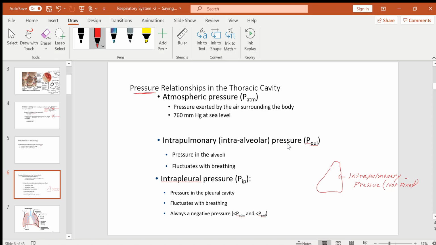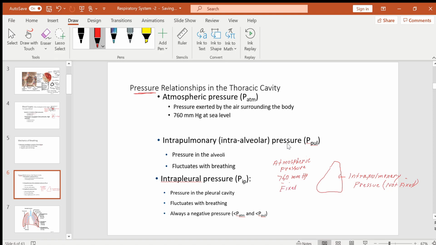Then outside of the body, atmosphere. At sea level, atmospheric pressure is fixed, which is 760 millimeter of mercury. This is the unit. Okay, so at sea level, the atmospheric pressure, that means the pressure in the air outside of the body, is 760 millimeter of mercury, and this one is fixed, not changing.